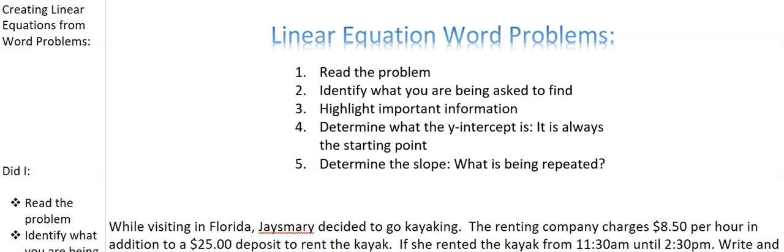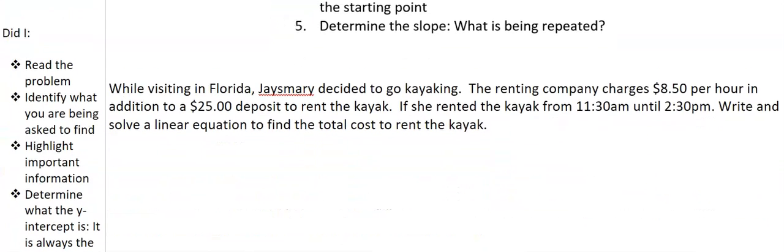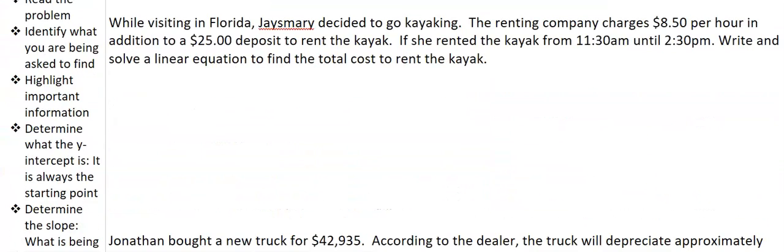Now we're going to move on to linear equation word problems. So, steps to writing and figuring them out is first, read the problem, then we're going to identify what we're being asked to find, highlight important information, determine what the x value is, it's always going to be the starting point, and determine what the slope would be. It's something that is repeated.